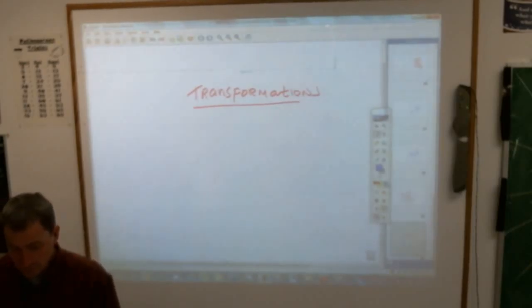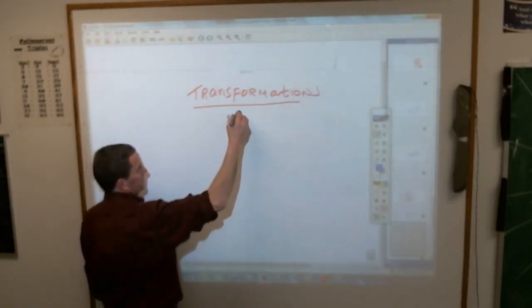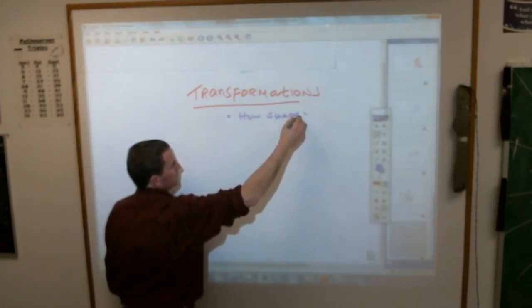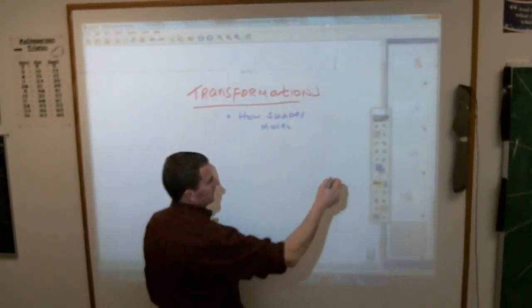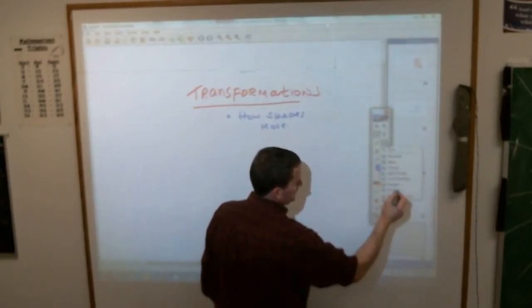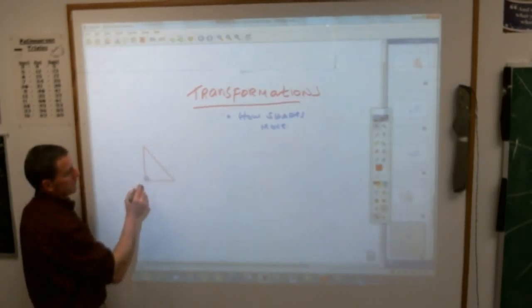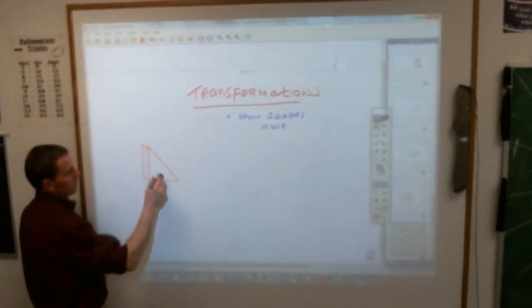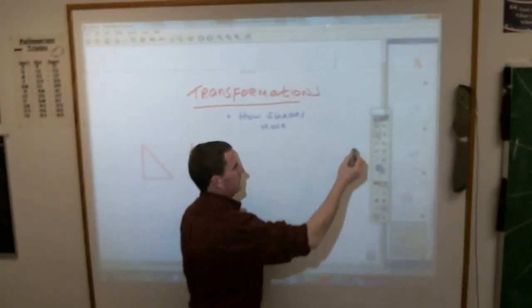Transformations. And the little subheading there is, that means how shapes move. And that means this. If I have a right triangle, and it moves from one place to another like this.